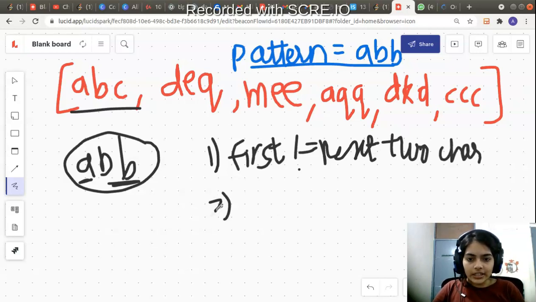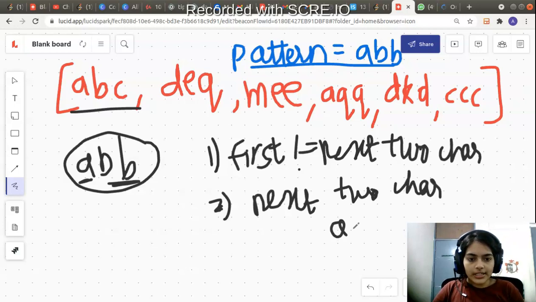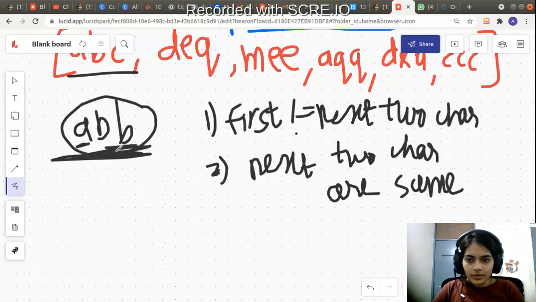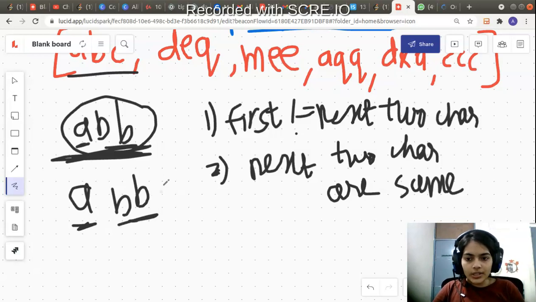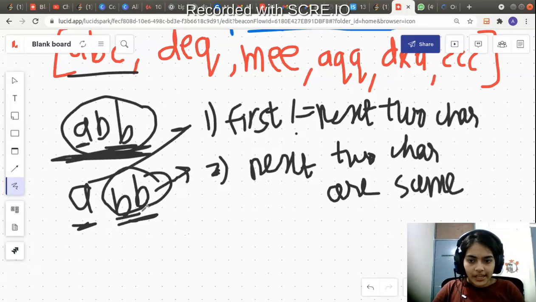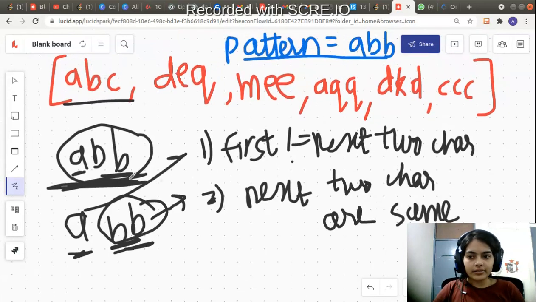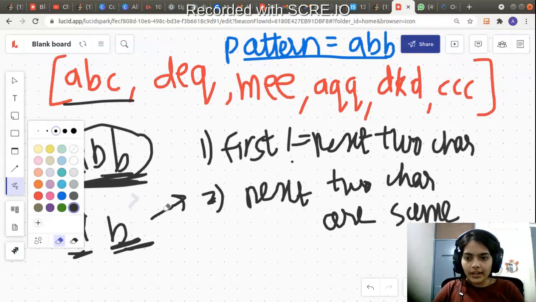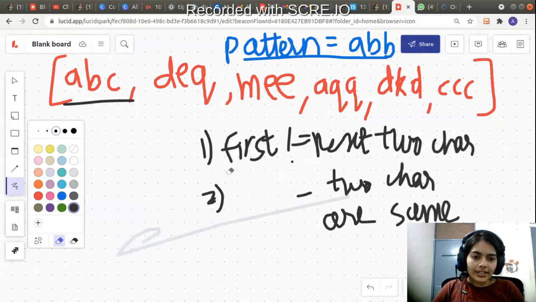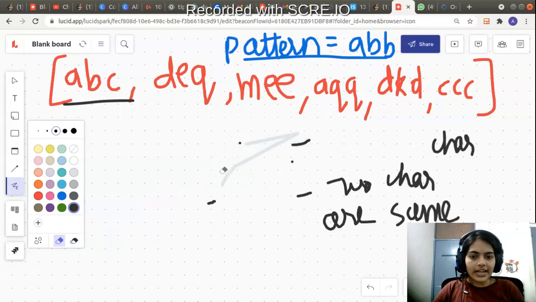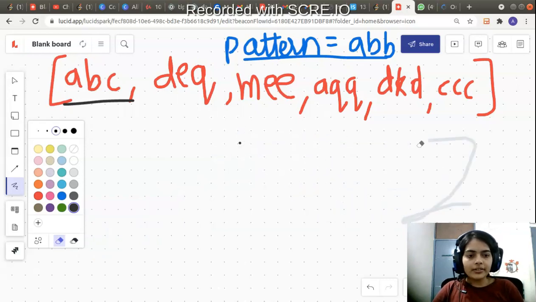And what is the second condition? The next two characters should be same. Okay, next two characters are going to be same. So you can observe that this is the pattern, right? So in the pattern you see first character A is different from the next two characters B, and you see BB are grouped together. Okay, these are the two conditions, and BB are grouped together and they are the same character. That's it. That is your pattern, and you have to see if your word is satisfying the condition of the pattern or not. If it is satisfying, then it will be said to follow the pattern.